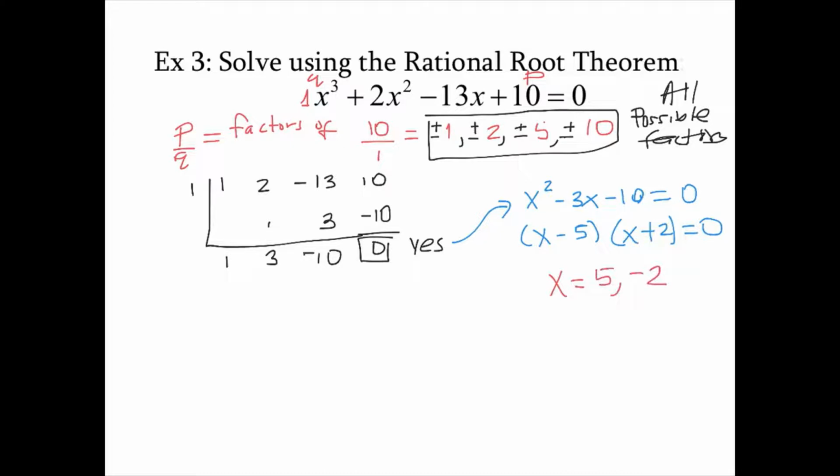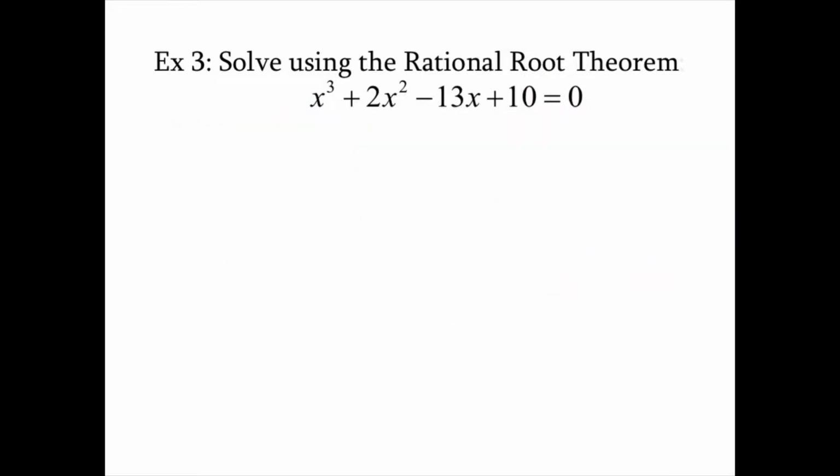And also, don't forget the one that we tried out. So we have those two. So the answers become, let me write the answers over here. We have 1, the one we tried, and it worked, and 5 and negative 2. So those are the zeros. Okay, let's do another example.